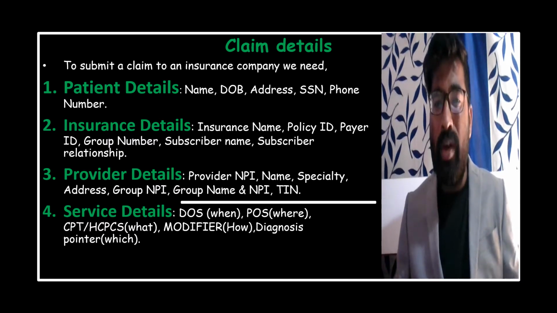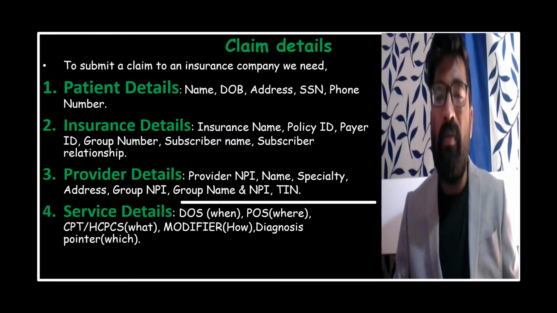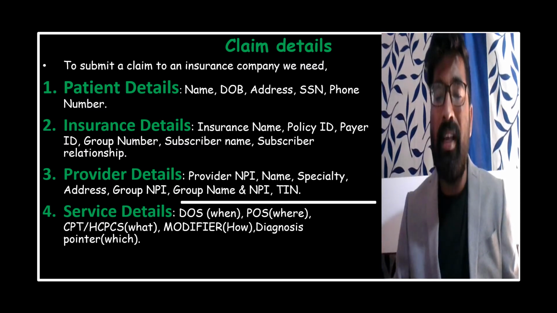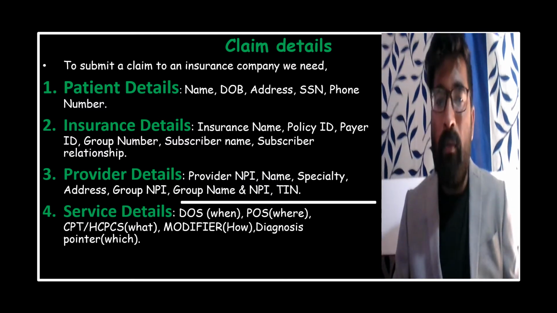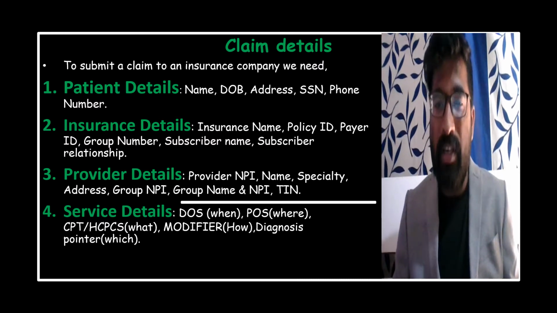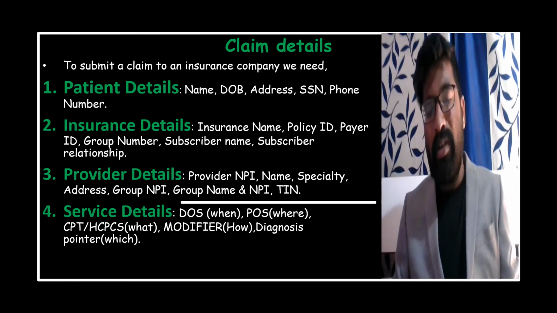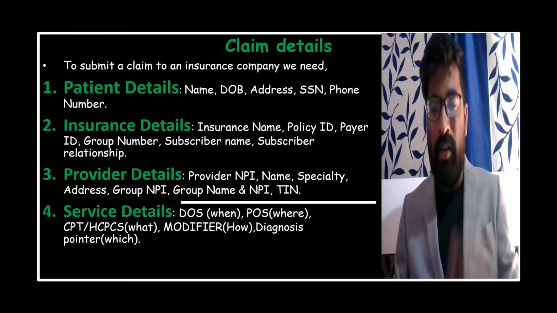To submit a claim to an insurance company, the first one is patient details. In the patient details, we have to fill in the patient name, date of birth, the address for that patient, the social security number, and the patient phone number. So the name, date of birth, address, SSN, and phone number are required, and these come under the patient details. We have to put these details in the patient block.